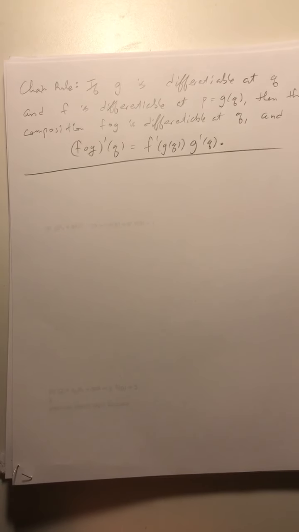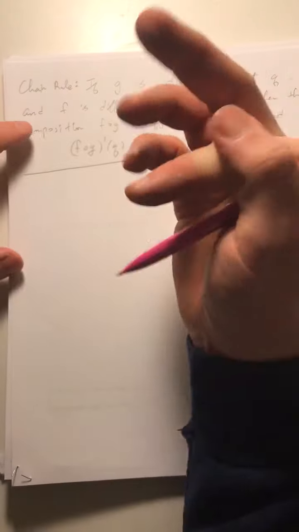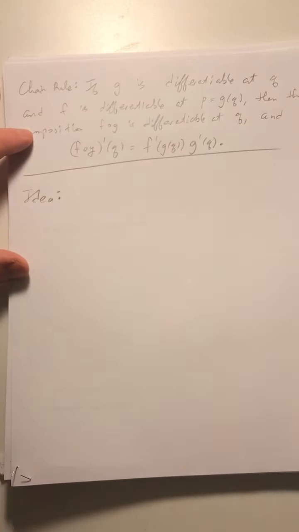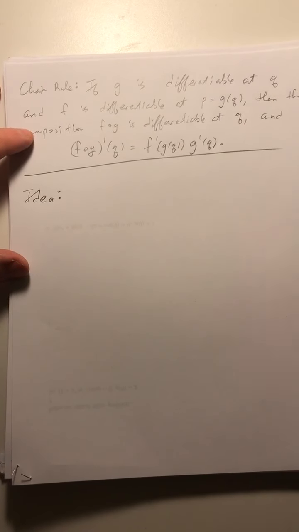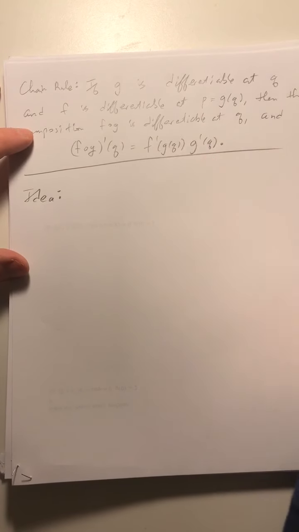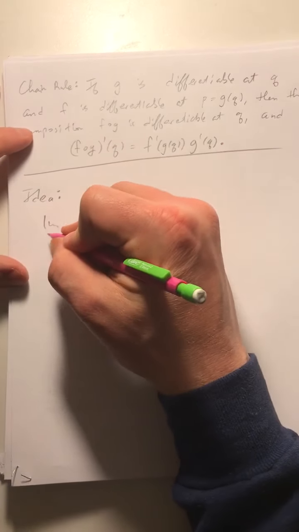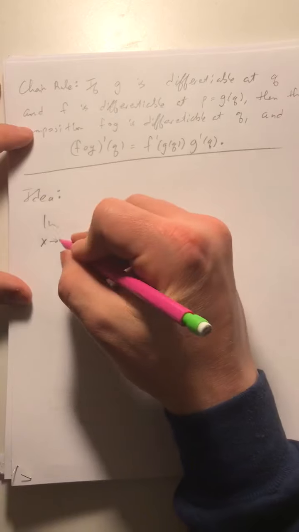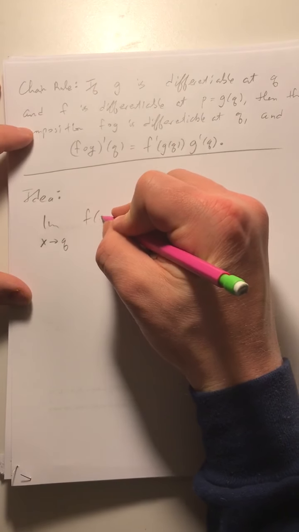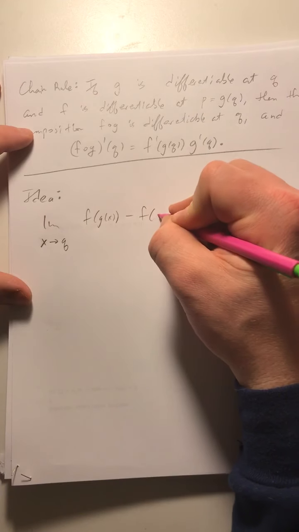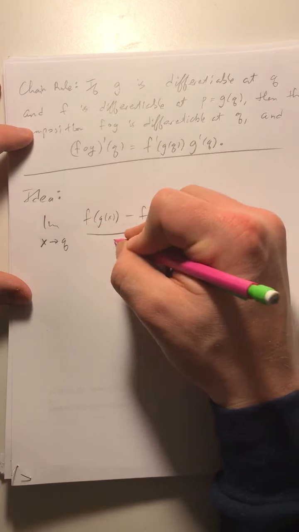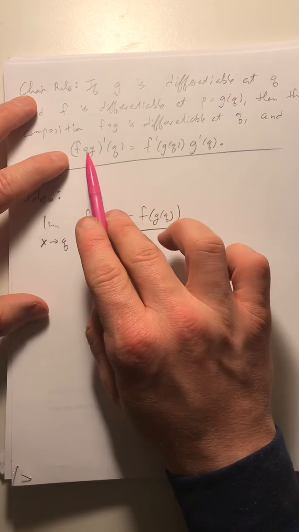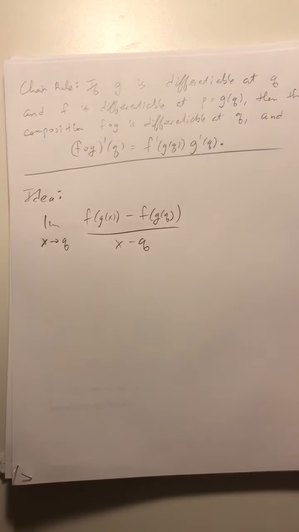So I'm going to cheat a little bit. I'm not going to do the full proof. The idea is, it's quite technical, you have to worry about if g prime of q is 0 or not. Okay? But the idea is, let me just write it down this way, limit as x goes to q of f of g of x minus f of g of q over x minus q. Okay. If I want to show that this composition f of g is differentiable at q, then this is the limit I need to look at.